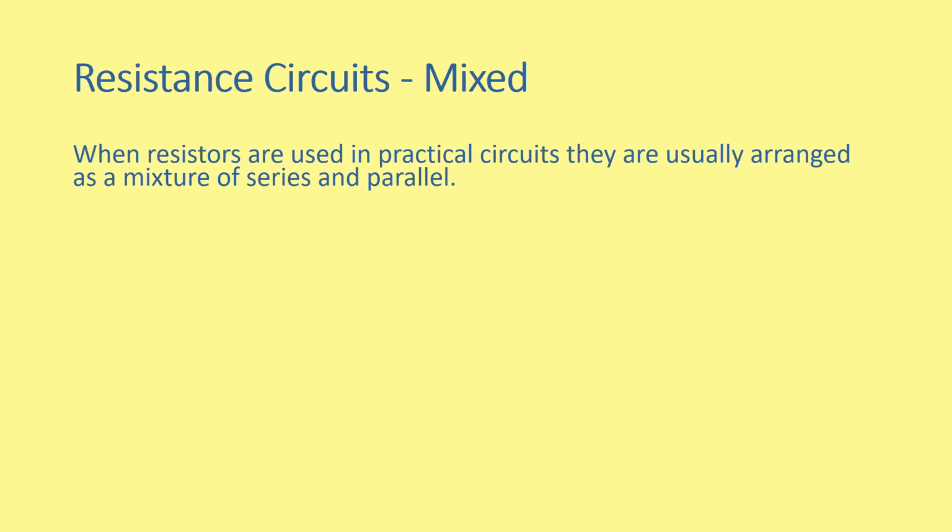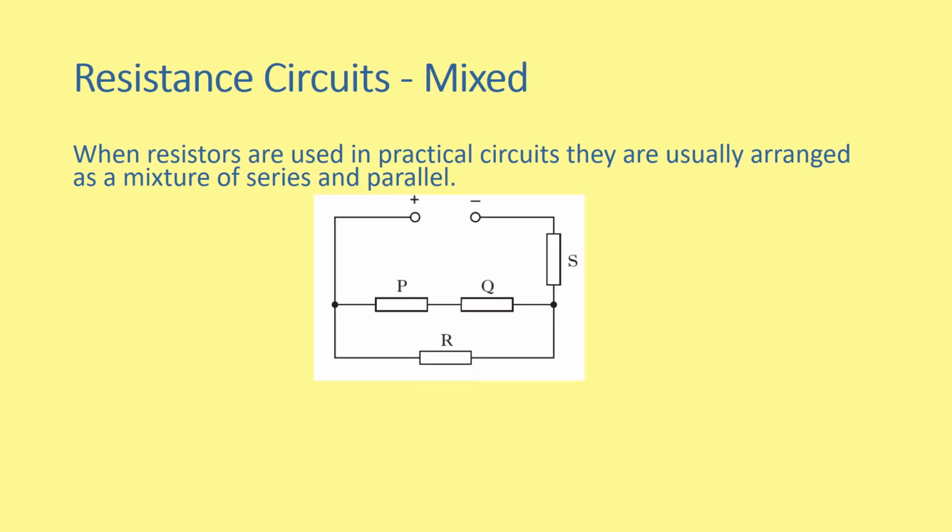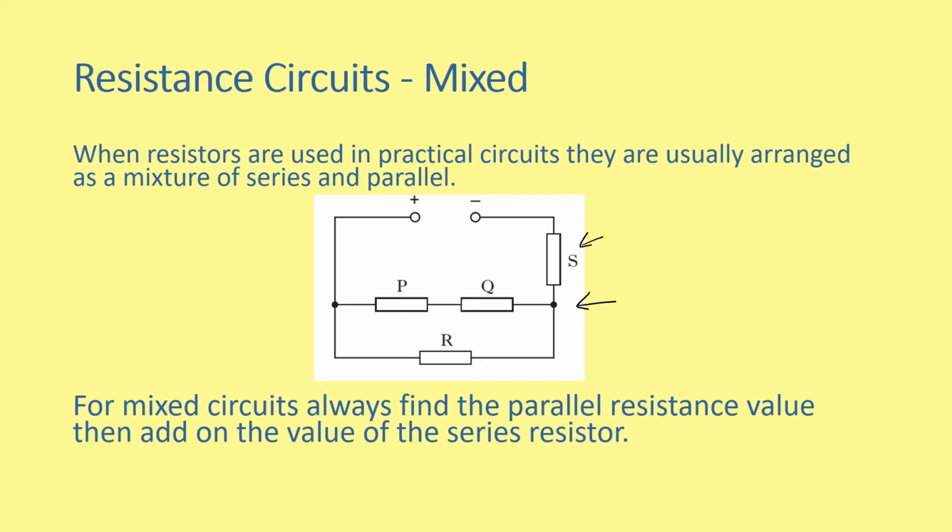Quite often we find that resistance circuits are mixed, and that's where we use a combination of series and parallel elements. So in this example circuit, we can see we have a series element, that's P and Q in series here, but then we have a resistance R connected in parallel, and we also have a resistance S connected in series with this overall parallel combination. So it can look a little bit messy, but we can try and simplify. It's always best to find the parallel resistance value first and then add it to the series value.